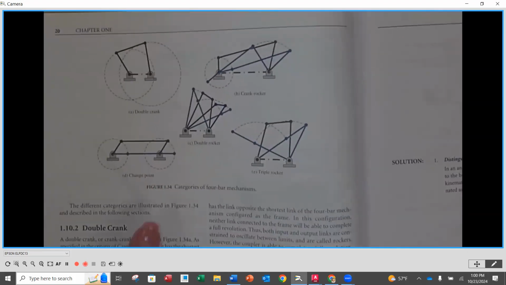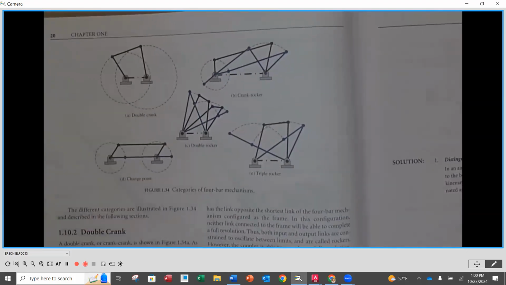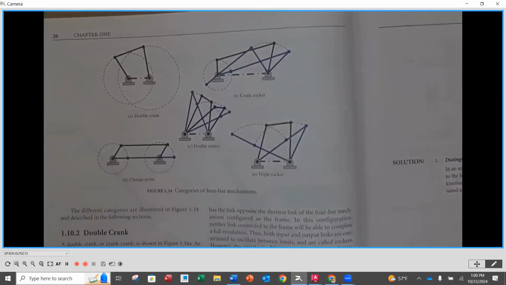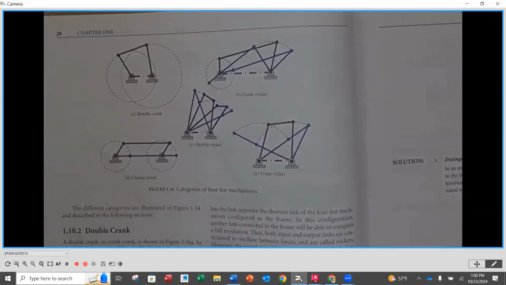The one down here, this is another example of a crank, but it's called a change position because the connecting rods, if you would, are going to be the same size. So you just get a difference of a distance between the 2 motions, but they're the same or a mirror image of each other.